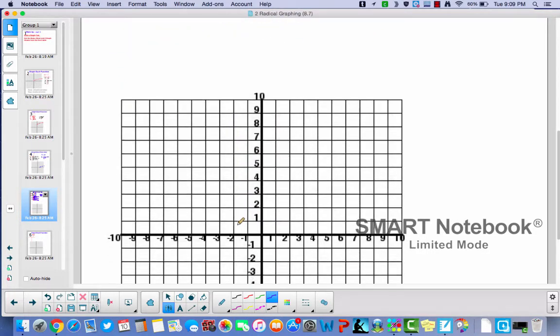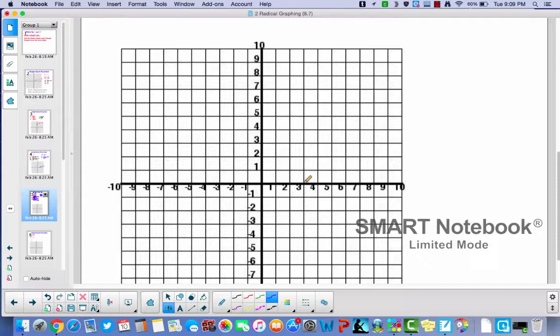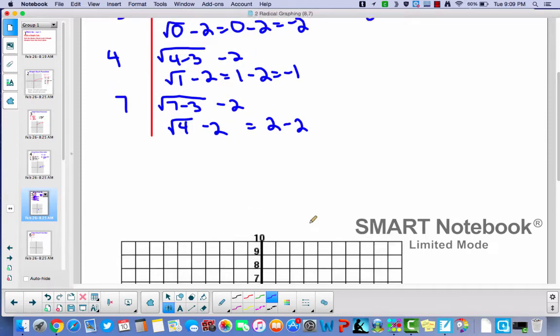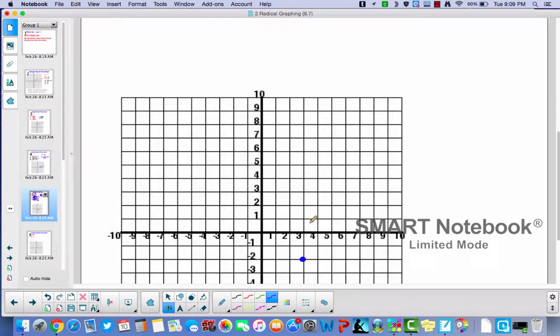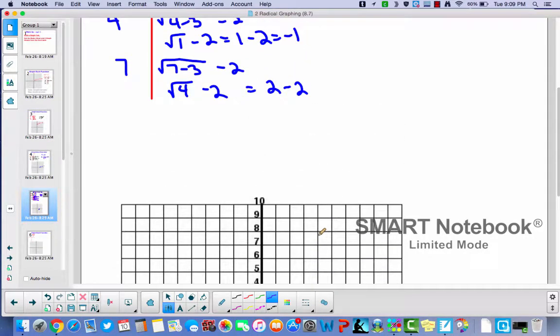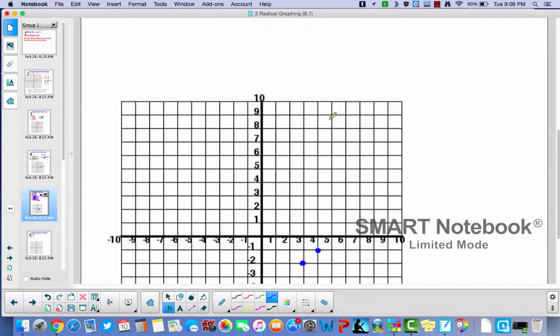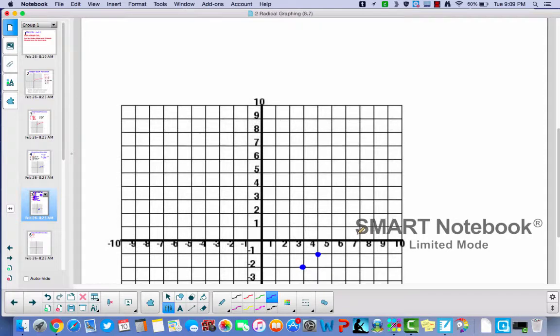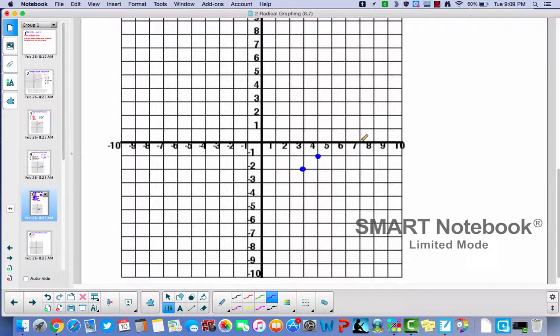So we had 3, negative 2. So we went over 3 and down 2. Then we had 4, negative 1. Then we had 7, and 2 minus 2, which we forgot to put up here, is 0. So 7, 0. We have a curve that starts here and arcs up.